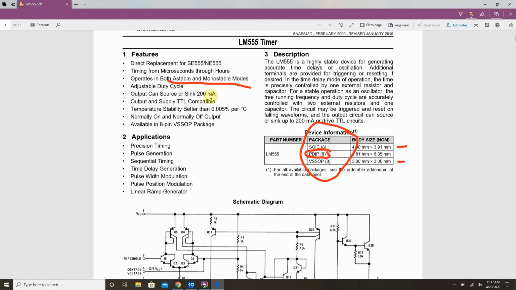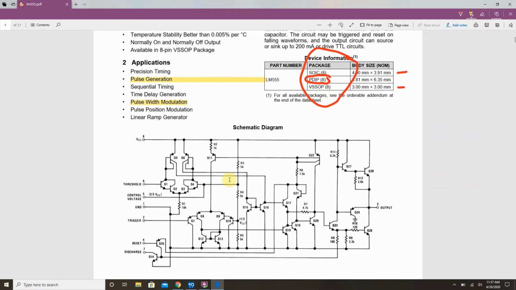The other thing that we want to take heed of here is the pulse width modulation and the pulse generation. Those are really the two different things that we're going to be working on. We're going to make a free running astable, and then we're going to make a circuit that just gives us a pulse when we want it.